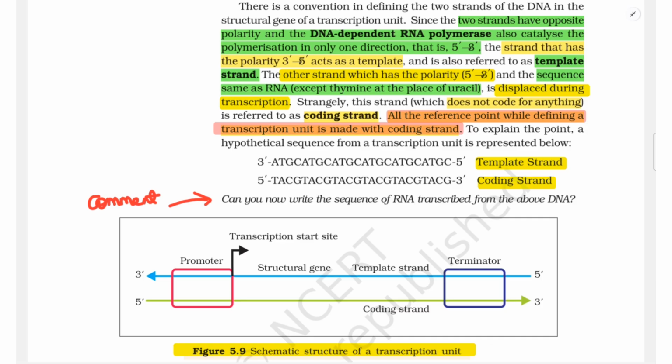All the reference points while defining a transcription unit are made with the coding strand. To explain the point, a hypothetical sequence from a transcription unit is represented below. Can you now write the sequence of RNA transcribed from the above DNA?